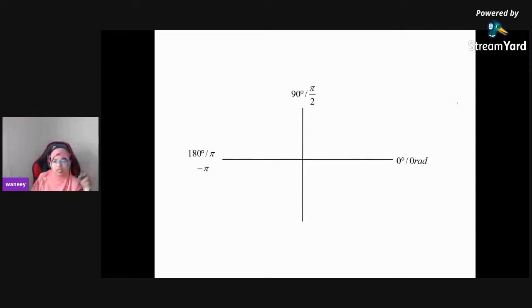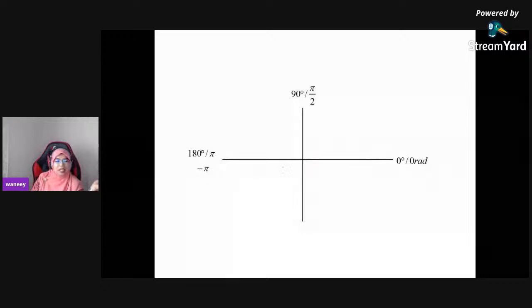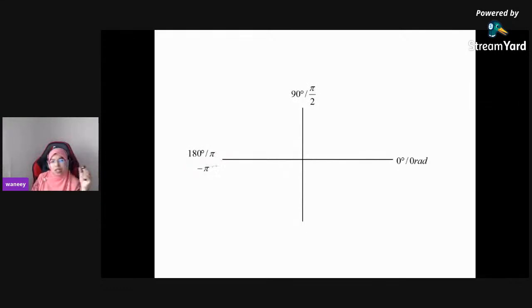Okay, so now this is how we draw our diagram. So we have 0, so this is 0 degree, 0 radian. 90 degree is pi over 2. So if you already have pi, that simply means you are already in radian. So this is 180 degree, pi or negative pi. So pi if we are moving anti-clockwise, if you are moving clockwise, then this one should be negative pi. So sebab tu dekat sini pi pun boleh, negative pi pun boleh. Tengok kita gerak ikut arah mana lah.